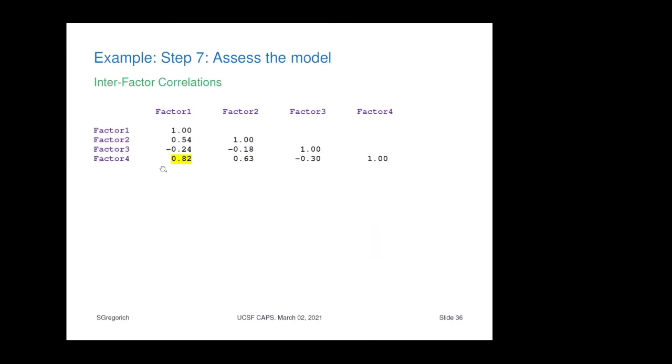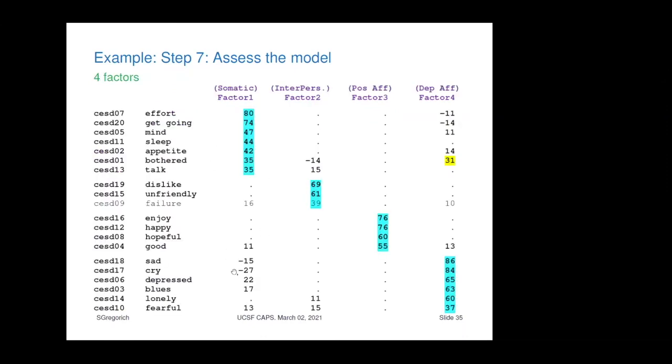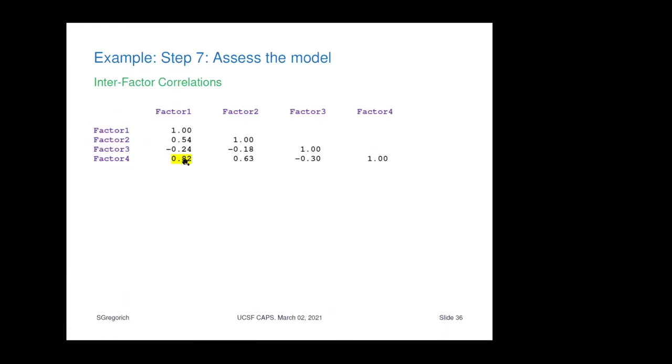And then the interfactor correlations, we can see that factor 4, which is this depressive affect, and factor 1, the somatic symptoms, are really highly correlated. And that's another reason why sometimes you get a 3-factor solution versus a 4-factor solution. If 2 factors were correlated 1.0, they'd be the same factor. So this is getting pretty close to that.